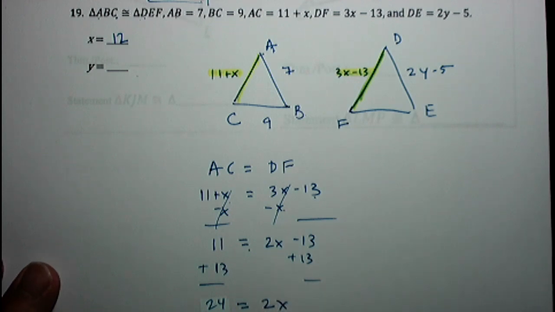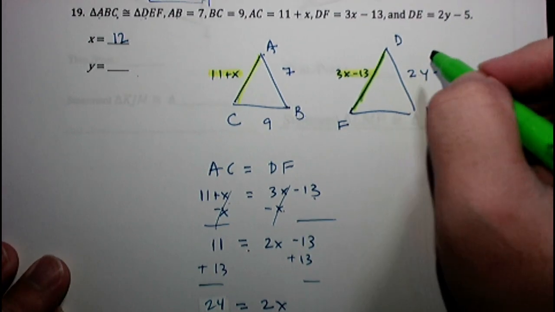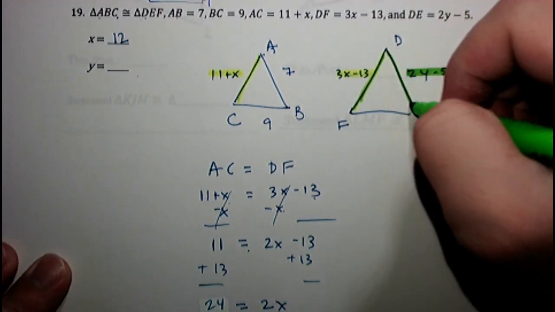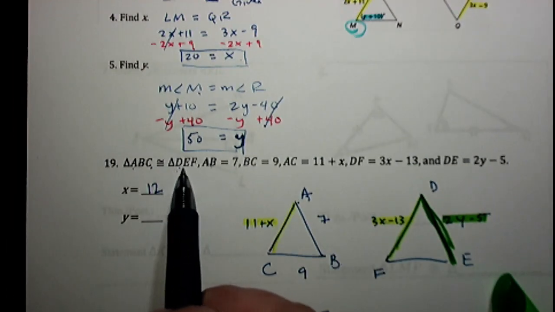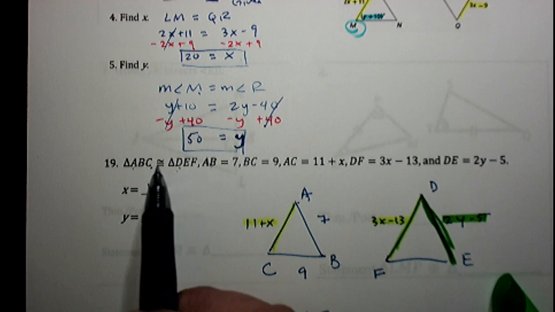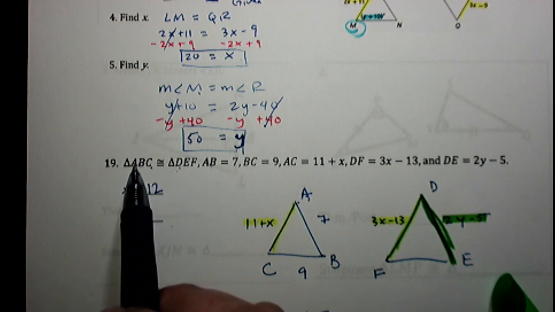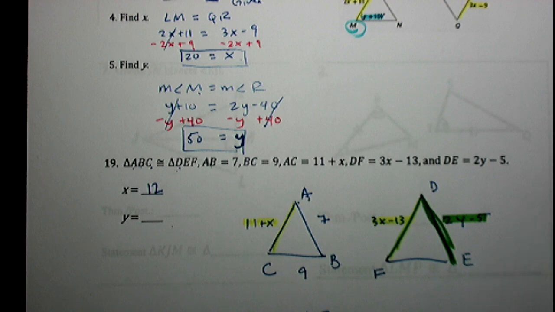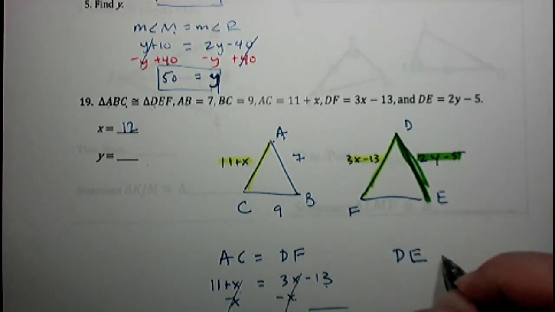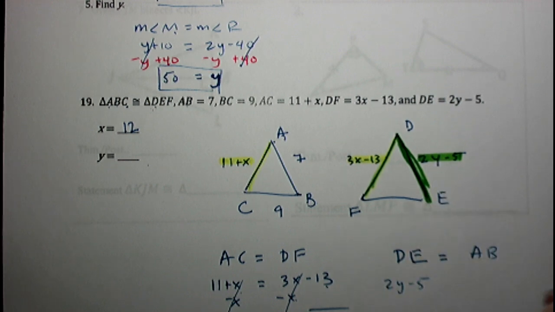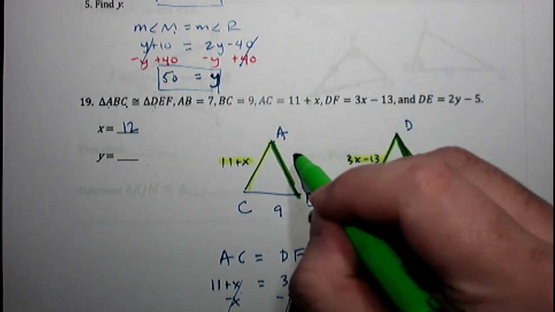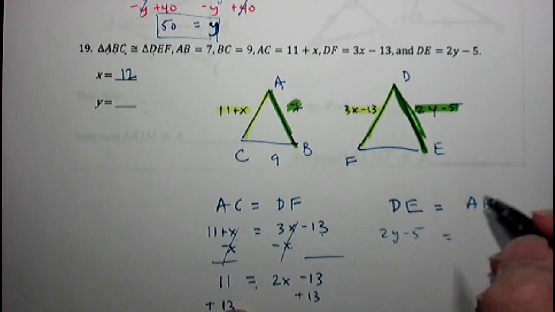Now I'm going to go ahead and find the value of y. This expression carries my y, and it's part of DE. Looking at DE, it's the first two letters of this triangle, and it corresponds with the first two letters of this triangle. So it's AB. So DE equals AB. The measure of DE is 2y minus 5, which is equal to AB, which is 7.